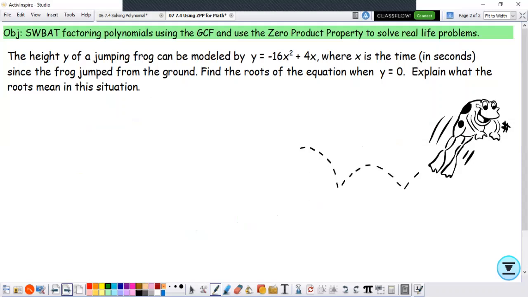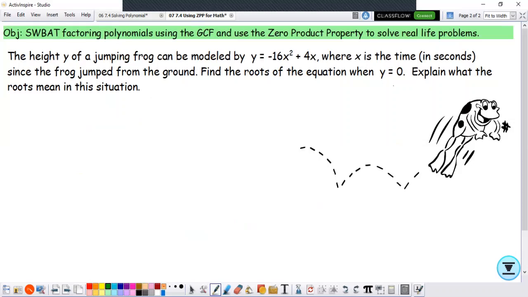Another example is being represented by a frog. The height y of a jumping frog can be modeled by y equals -16x squared plus 4x, where x is the time in seconds since the frog jumped from the ground. Find the roots of the equation when y equals 0. Explain what the roots mean in this situation.